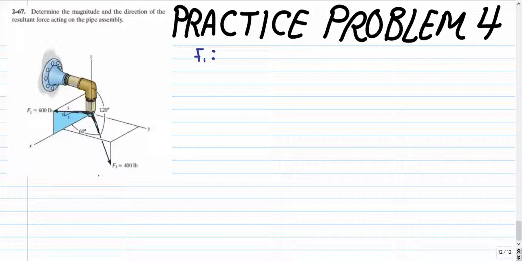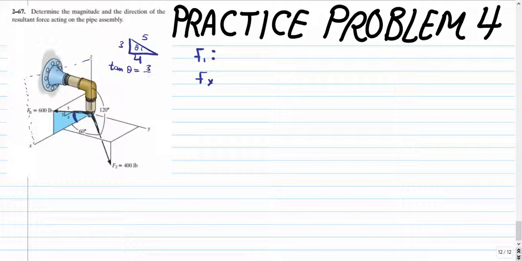Notice that F1 lies in the xz plane, which is this plane. And that means that we're only going to have components along these two axes. To find its component along the x-axis, we will need this angle right here. And we can find this angle using this triangle that they have provided us with. So using the tan identity, tan of theta, we get theta equals 36.87.